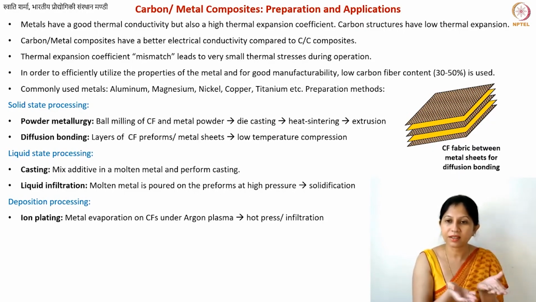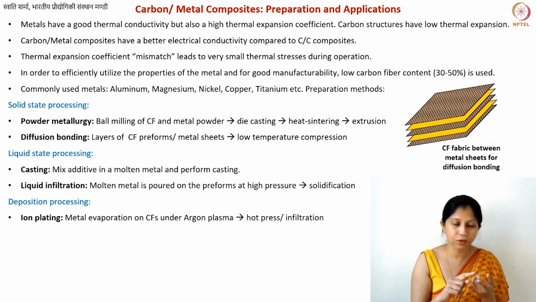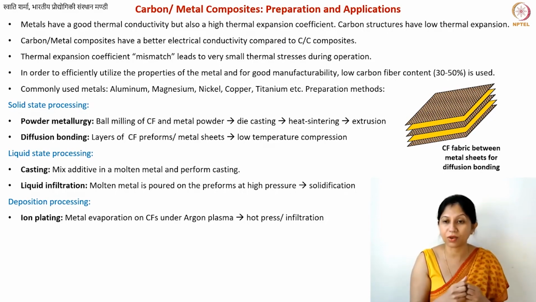You just want surface plating, but at the same time you want to ensure that the adhesion is very good and you have nice atomic layers of metals on top of your fibers. And this is what is known as ion plating. You will typically use argon plasma or any inert gas plasma for that matter. Once you have this, now you have the metal deposited on top of your carbon fibers.